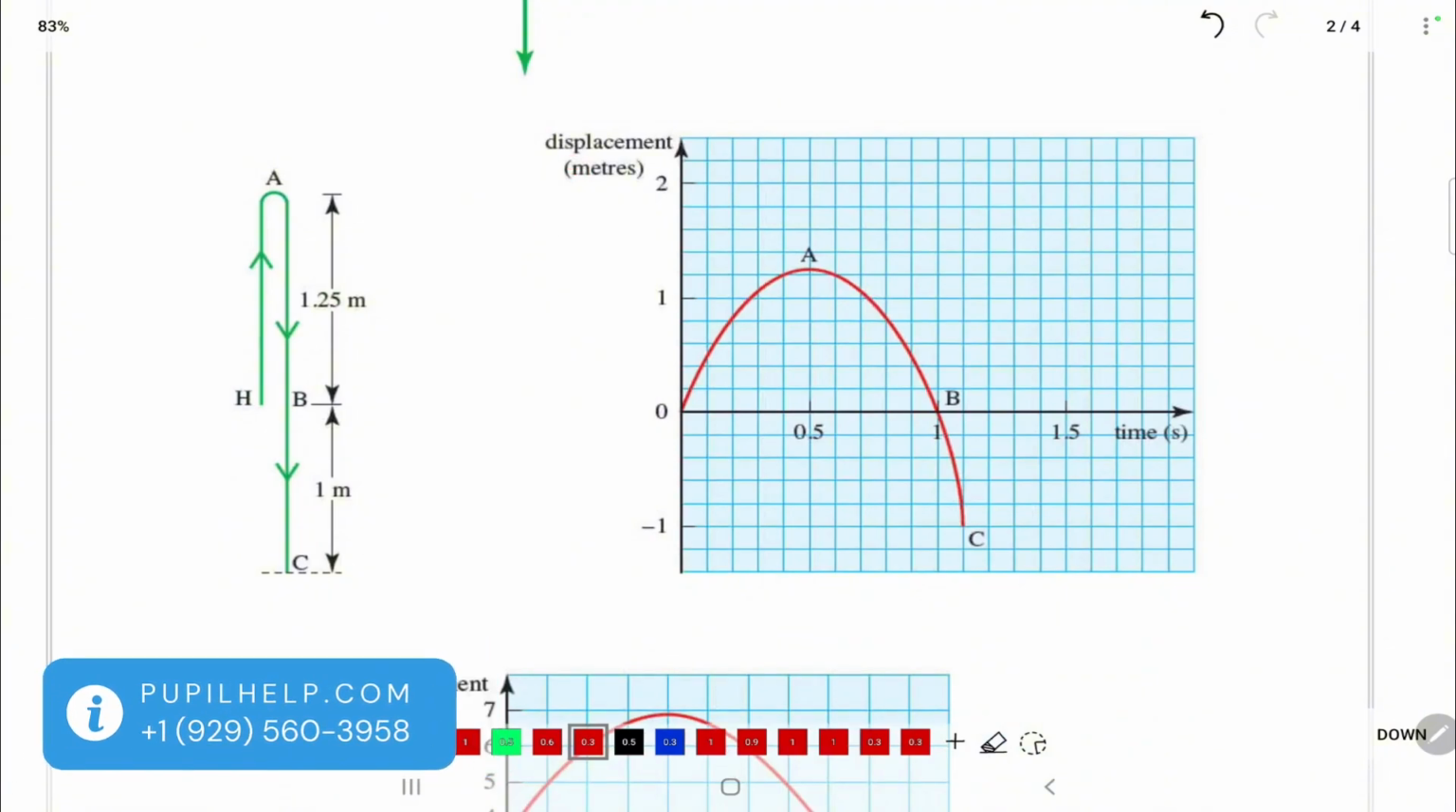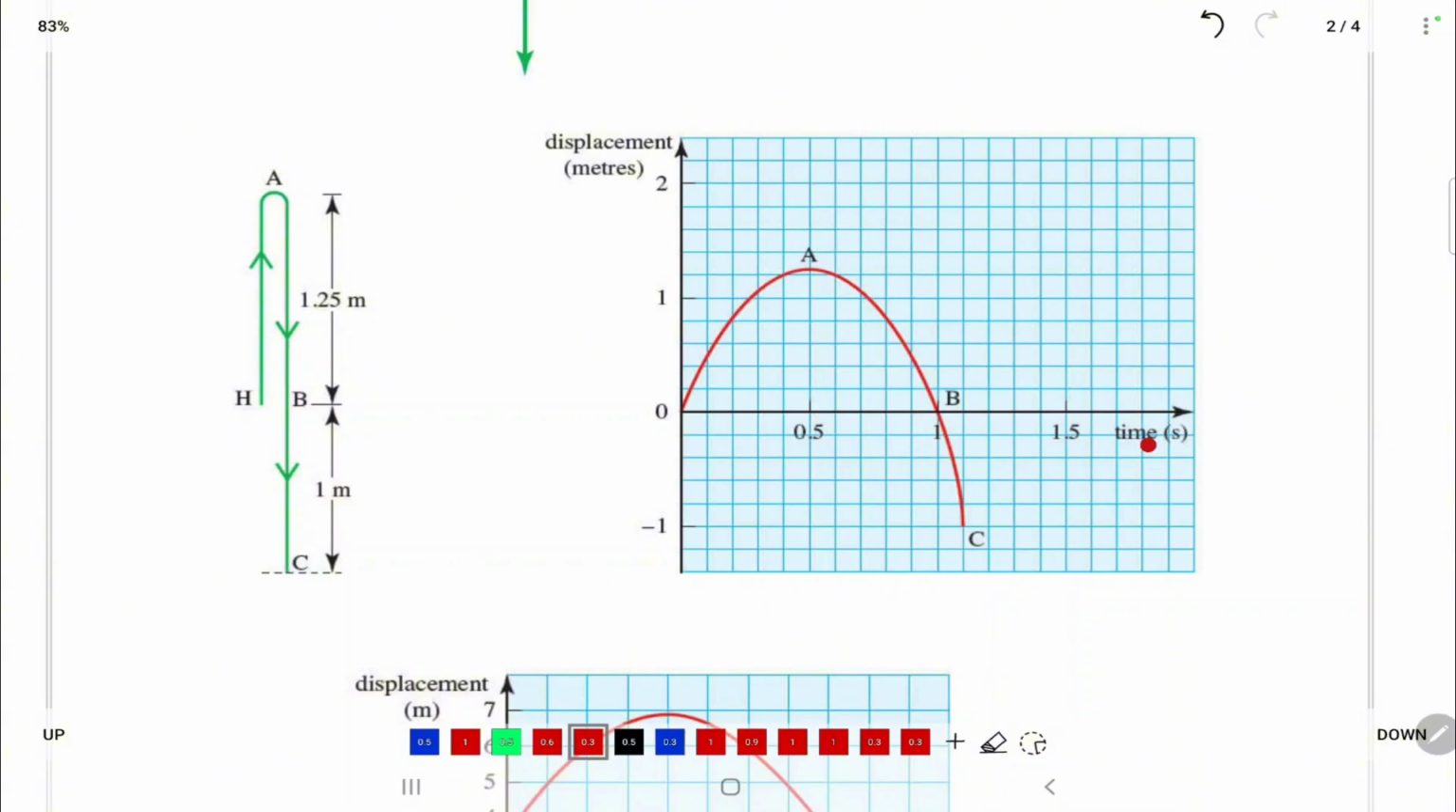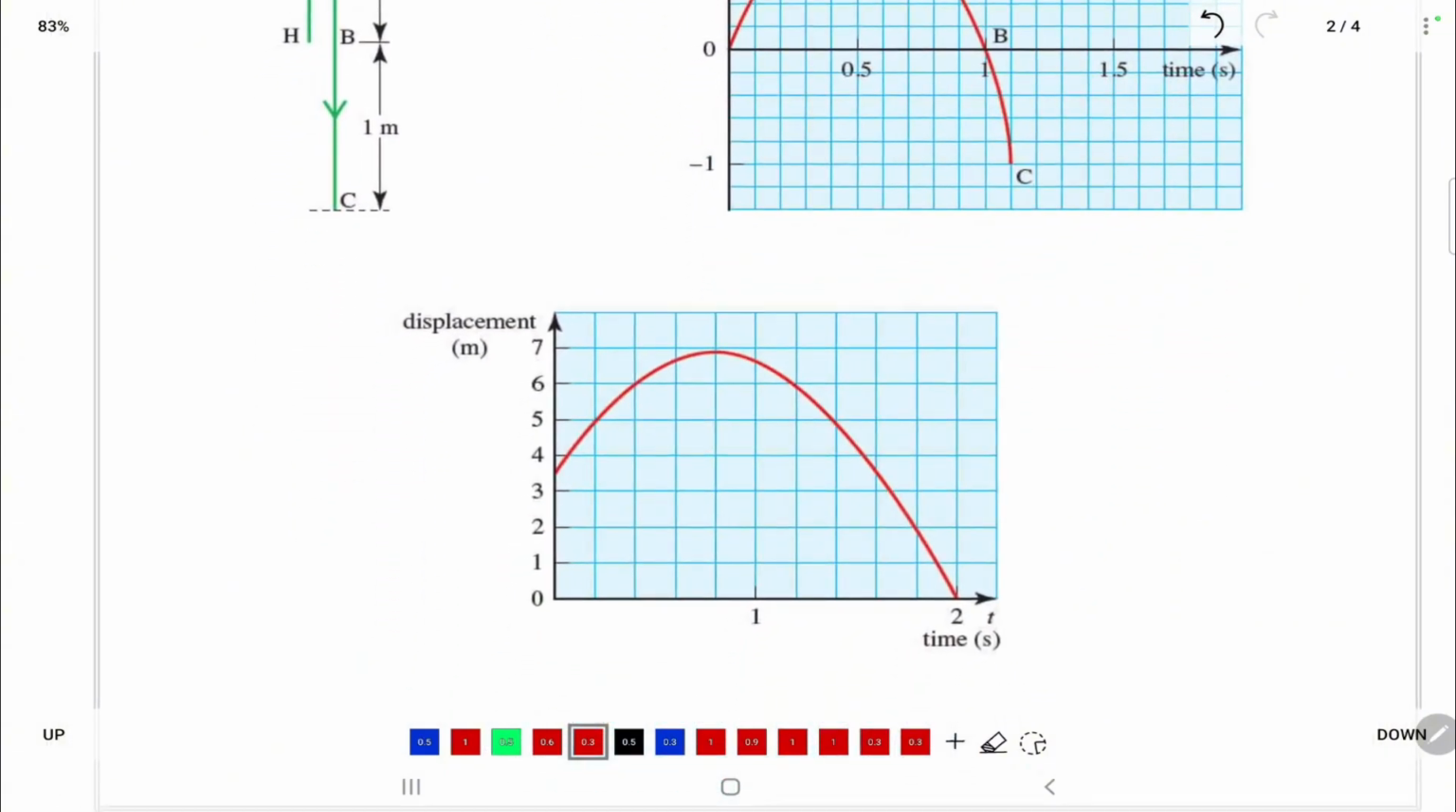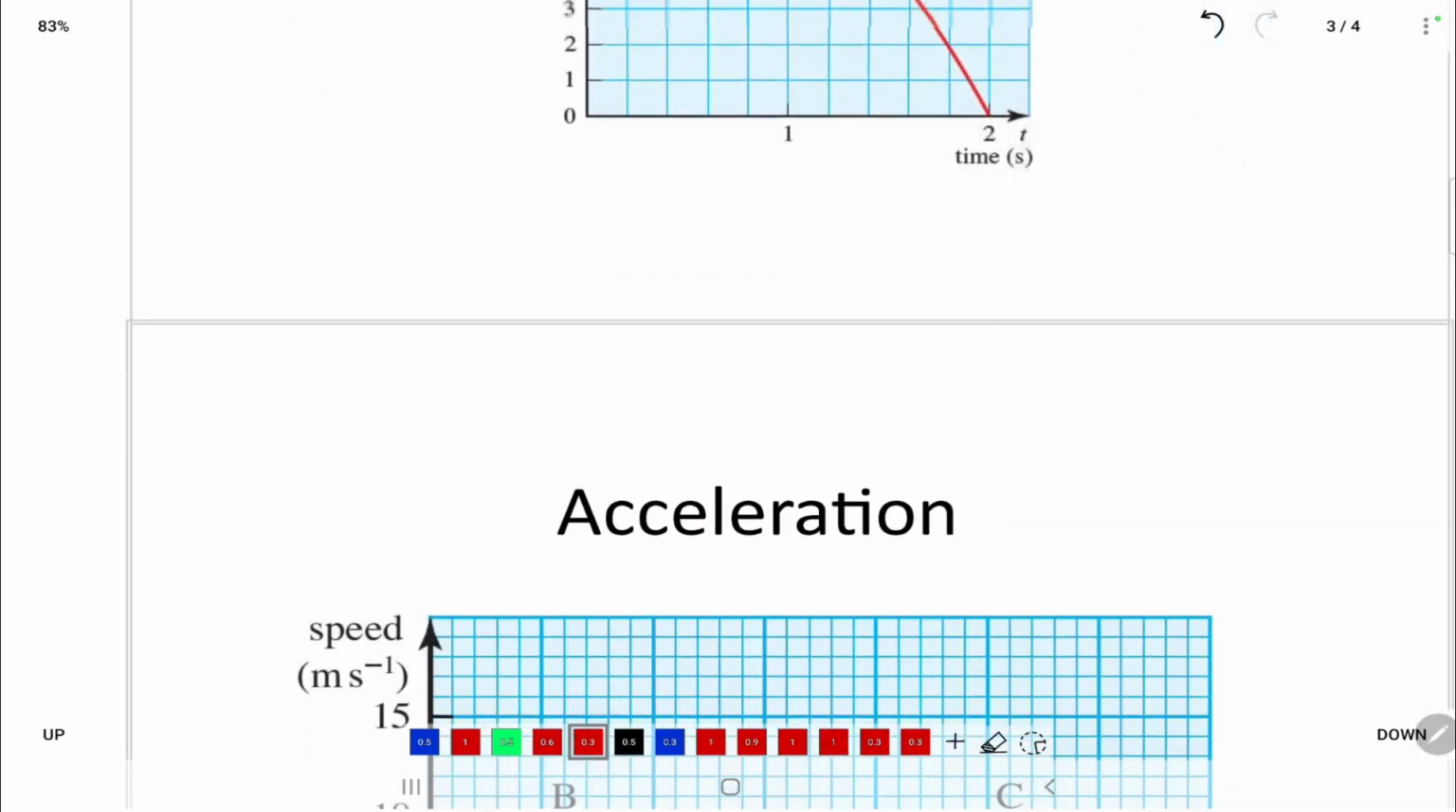Also, we graphed the displacement in meters for the last example, displacement in meters versus the time. So the displacement time graph, this one. So we represented the movement of a particle by this graph, or this one, the same thing.